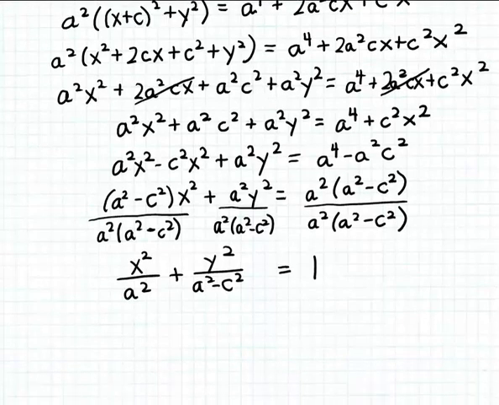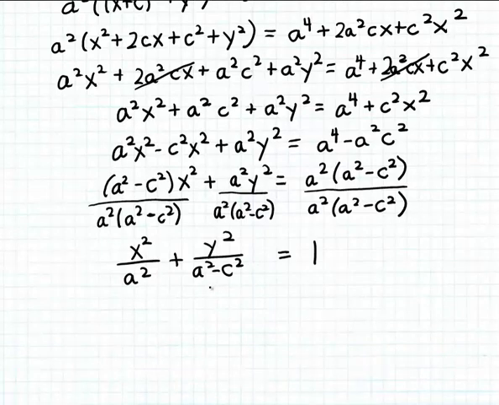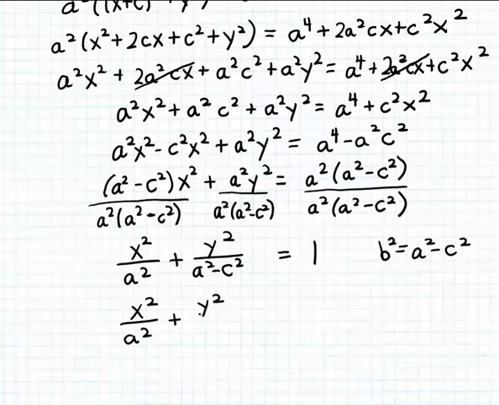There is the simplified version, or almost completely simplified version, of my equation for my ellipse. Now I'm going to make one final substitution here to make the equation even look simpler. I'm going to let b squared equal a squared minus c squared. So I'm just going to set b squared to be a squared minus c squared. And then that makes the equation look like x squared over a squared plus y squared over b squared is equal to 1. So you end up with a fairly simple equation in rectangular coordinates for the ellipse.